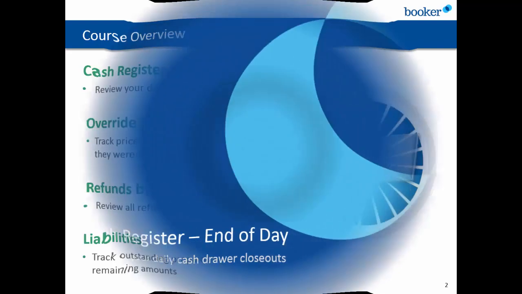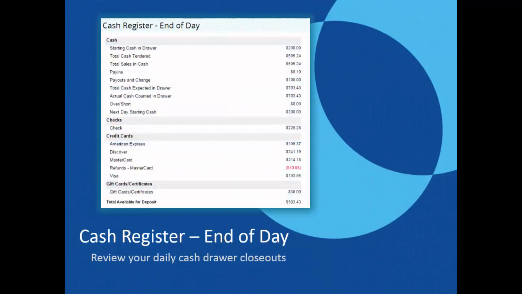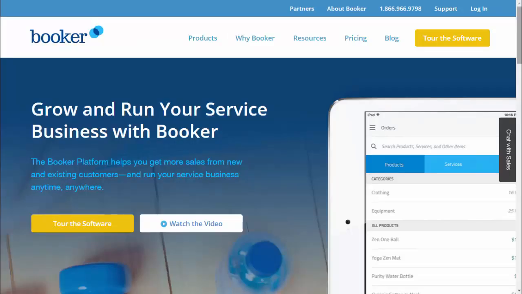We'll begin with the cash register end-of-day report. This will show you your closeout information for each time you closed out. But first, you'll need to log in.